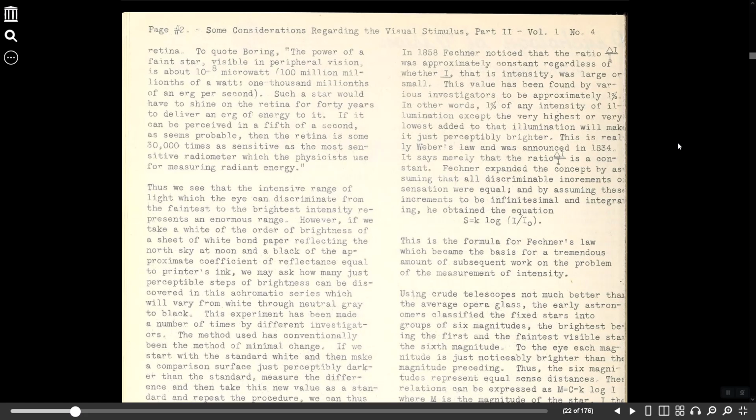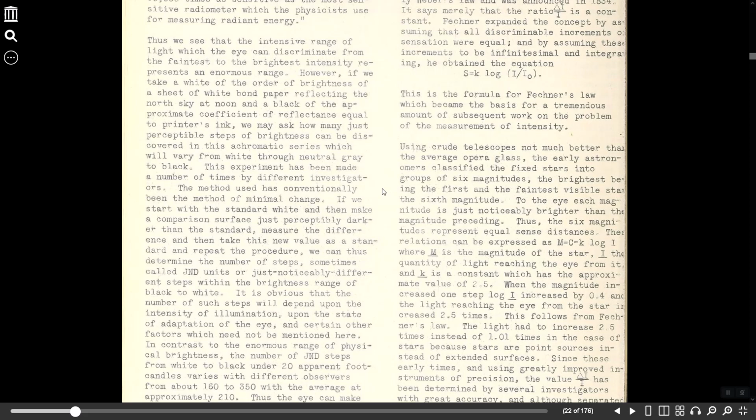Such a star would have to shine on the retina for 40 years to deliver an erg of energy to it. If it can be perceived in a fifth of a second, as seems probable, then the retina is some 30,000 times as sensitive as the most sensitive radiometer, which the physicists use for measuring radiant energy. Thus we see the intensive range of light which the eye can discriminate from the faintest to the brightest intensity represent an enormous range.